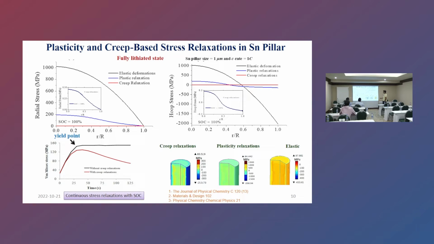Here you can see the mechanism of how creep is helping. In the case without creep, the black color, after reaching the yield point, the stress remains the same as a function of time. But with our material, the tin micropillar, the stresses go down with the passage of time. That's how creep helps. These gradients show creep relaxation, plasticity, and elastic.